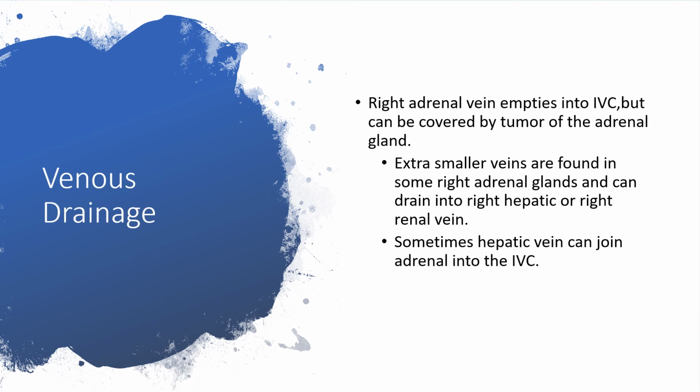Right adrenal vein empties into inferior vena cava but can be covered by tumor of the adrenal gland. Extra smaller veins are found in some right adrenal glands and can drain into the right hepatic or right renal vein. Sometimes, hepatic vein can join adrenal on its way to the inferior vena cava.